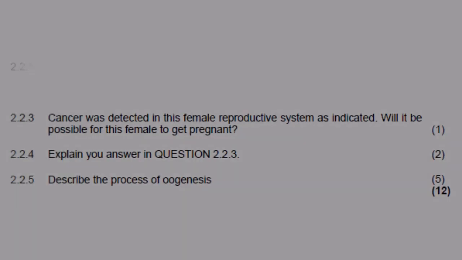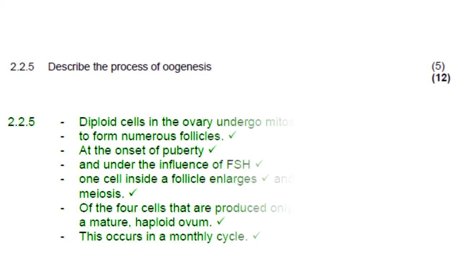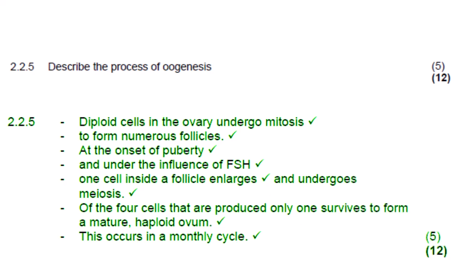Following that, 2.2.5 asks to describe oogenesis. That's the actual production of the egg, right? How does that work, step by step? Exactly. It starts with diploid cells in the ovary undergoing mitosis to form numerous follicles.